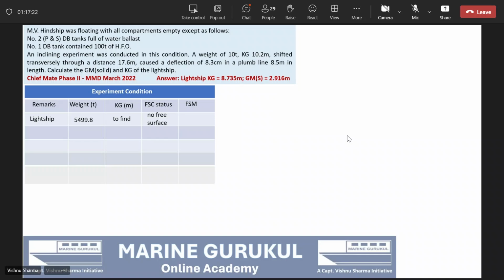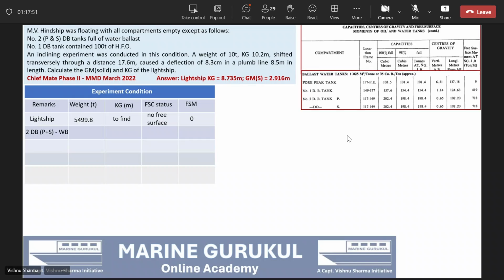And in the light ship condition, there will be no free surface in the ship and there will be no FSM. So in the experiment condition, you had the light ship. In addition to the light ship, which all weights were there, guys? Look at the question and please tell me the first weight. 2 DB port and starboard full of water ballast. Am I right? Yes, sir. Correct. What will be the weight when both DBs are full of water ballast?